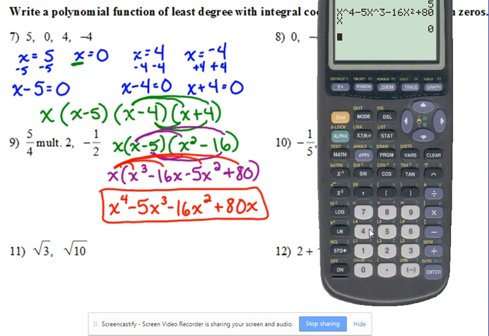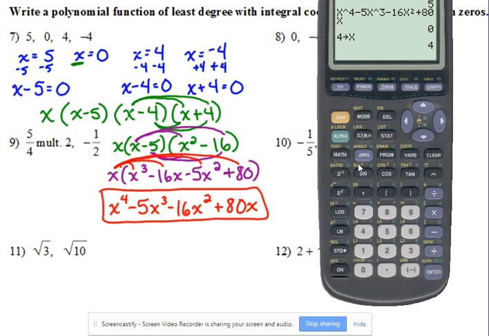Let's test. Okay, tell me this. Just looking at it, if I plug in 0 for x, am I going to get 0 as the answer? Yeah, because all of these have x's in them. So if I'm multiplying everything by 0, and I'm adding and subtracting 0, I'm going to get 0. So I really don't need to check 0. If you really want to, you can, but you really don't have to.